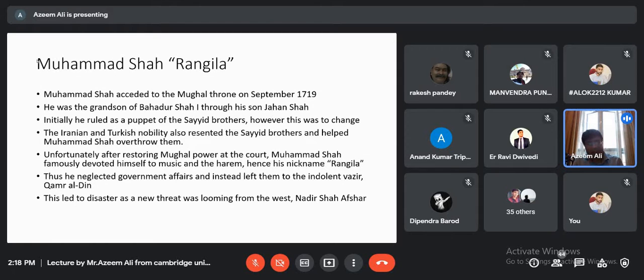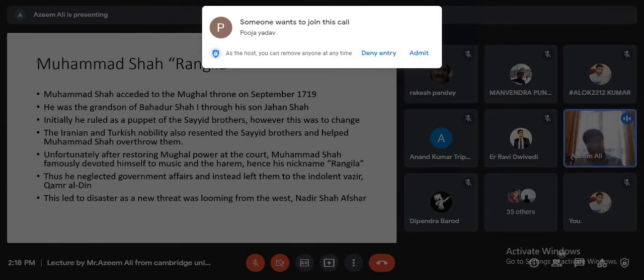But Muhammad Shah is also known as Rangila, or colourful. He acceded to the Mughal throne in September 1719. He was the grandson of Bahadur Shah I, through his son Jahan Shah. And initially he was a puppet of the Sayyid brothers, but this changed. The Iranian and Turkish nobility had long resented the influence of the Sayyid brothers and helped Muhammad Shah overthrow them.